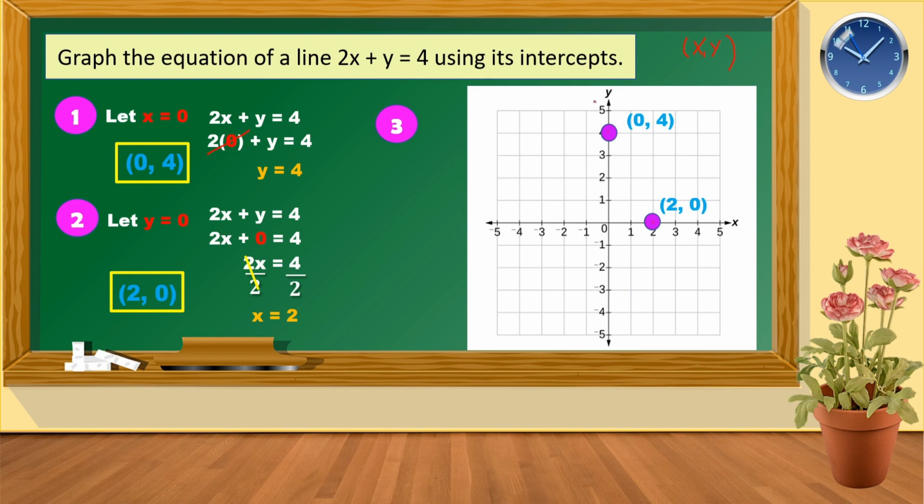Okay, so since may dalawa na tayong points, we can now construct a line. And this is now the graph of the equation 2x plus y equals 4, using the points 0, 4 as our y-intercept and 2, 0 as our x-intercept. Okay?